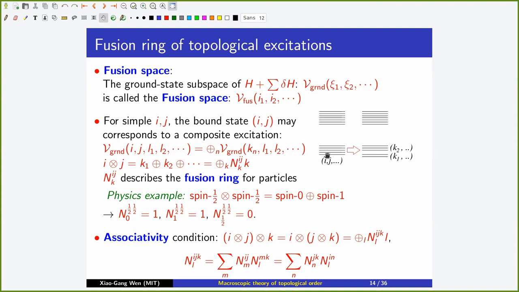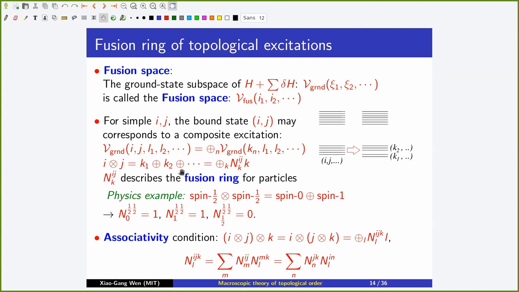When the two traps are separate, far away, you have a degenerate subspace. When the two traps are getting closer and start mixing, they may split. After splitting, this becomes a so-called simple excitation, not composite. So two traps is composite and they may split and become simple.